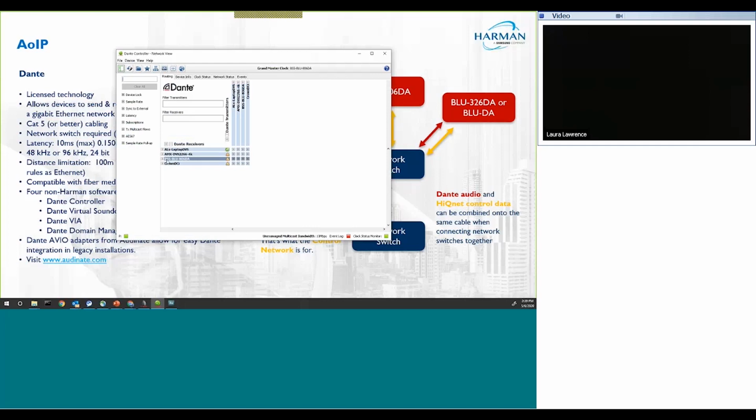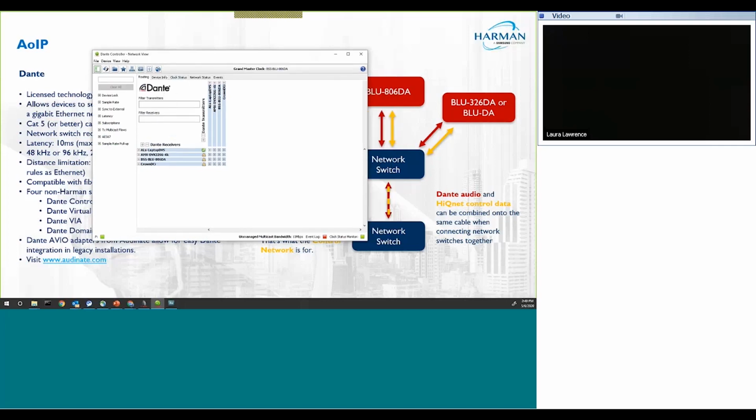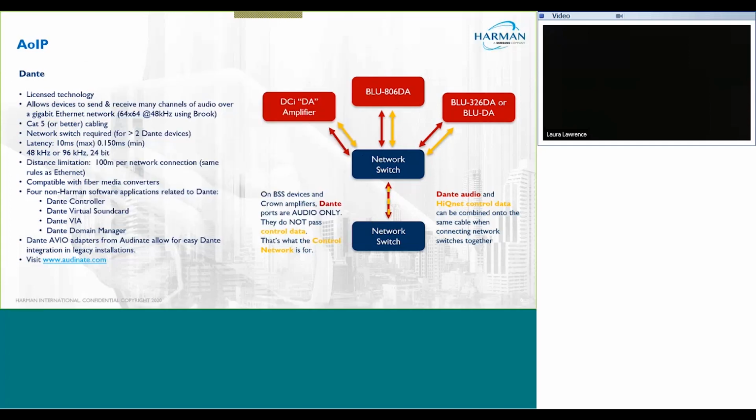So if I've got 10 BLU 806s, well, that would give me 640 channels that I can route. So this is a really powerful router. And with that many channels of traffic coming across your network, 640 channels, that's a lot of bandwidth. So it's really strongly encouraged that you separate out that control data traffic from the audio traffic on Dante. Okay, let's talk about clocking.